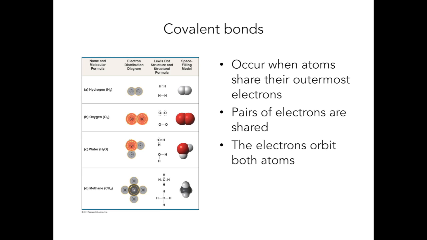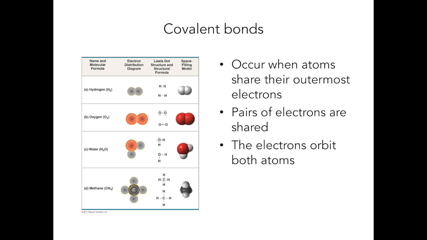Okay, so a covalent bond occurs when atoms share their outermost electrons, their valence electrons. And when this happens, they are going to share a pair of electrons. So two electrons are going to occupy an orbital, and the electrons are going to orbit both atoms. So here you can see a couple of representations of covalent bonds.